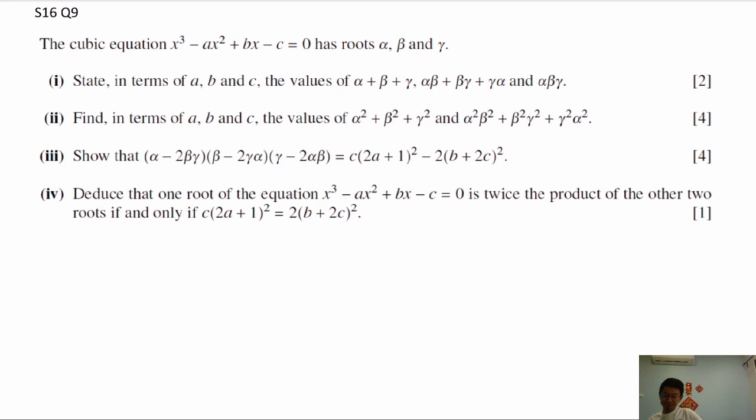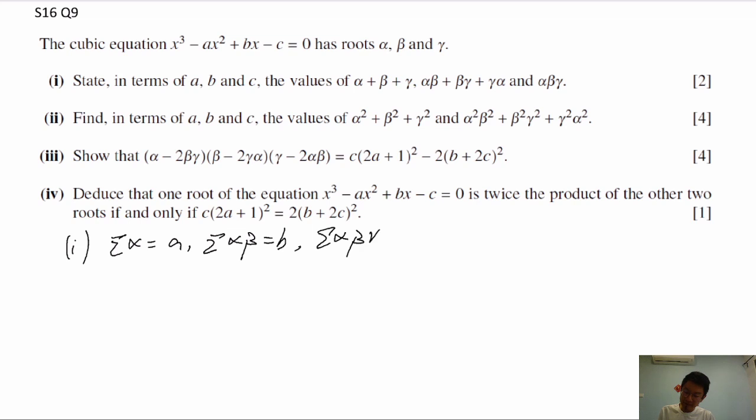Okay, let's start. So first part, state in terms of A, B, and C all these values. Basically, this is not difficult to do, so just state them. They are actually all nice values, which we have for the A, B, and the C for the three things. So just write it down first.